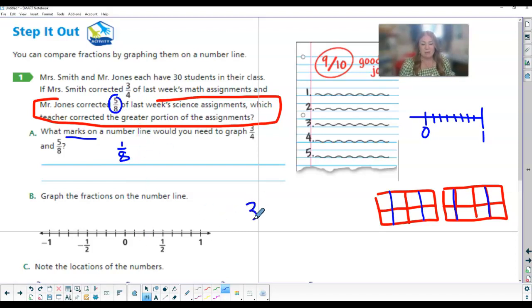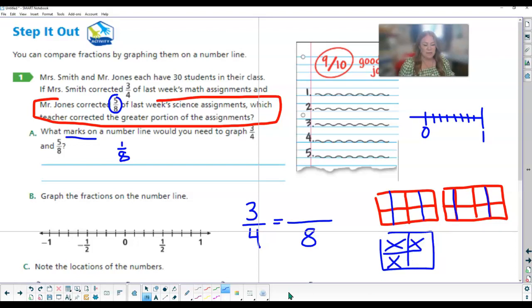So let's talk about 3/4. We know we need to turn it into 8ths. So I can draw a picture. If we had this picture and I'm shading in 3/4, 1, 2, 3. Now we're cutting each of these 4ths in half again. Now how many do I have? 1, 2, 3, 4, 5, 6 out of 8.